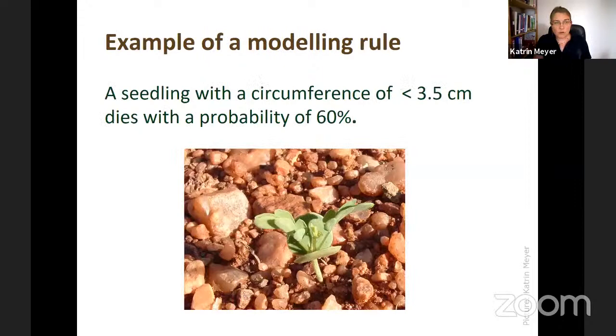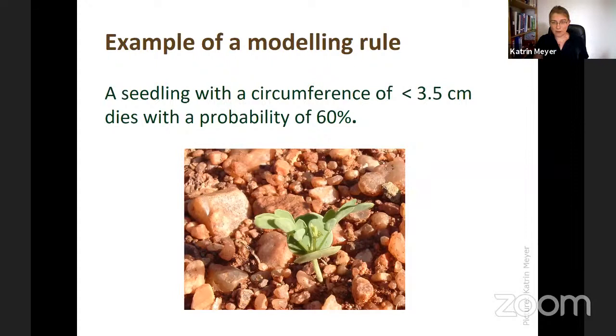So what could be an example of a modeling rule? In this case, an example could be a seedling with a circumference of less than 3.5 centimeters dies with a probability of 60%. Then for each seedling that is smaller than 3.5 centimeters, or less thick than that, a random number between 0 and 100% is drawn by your computer, and always compared with the 60%. If it's smaller, then this seedling will die. If this random number is larger than 60%, then this seedling will survive.